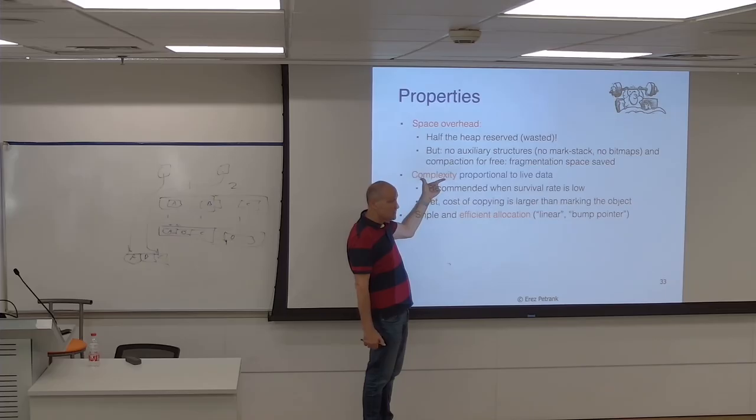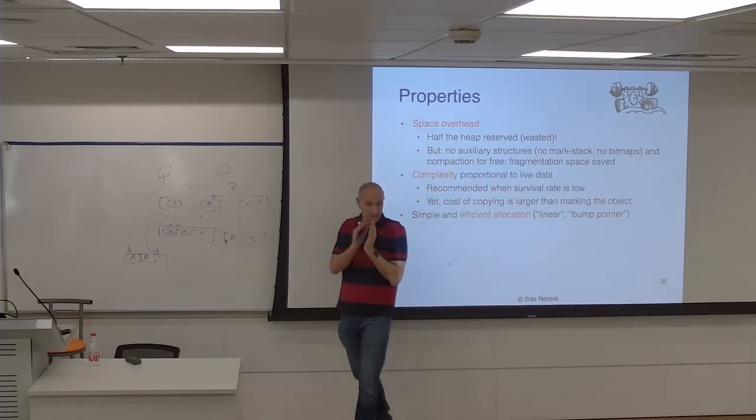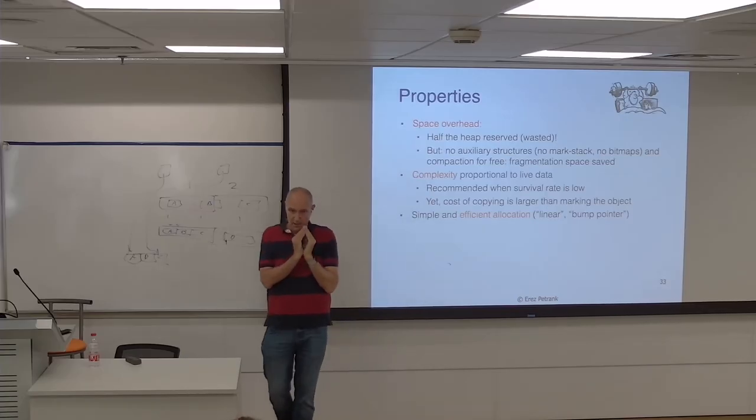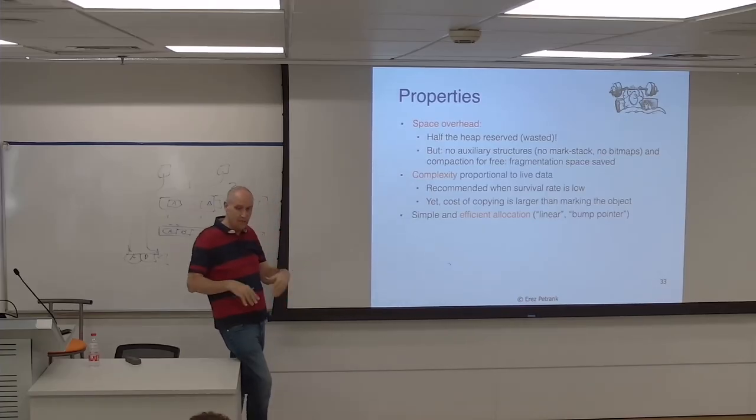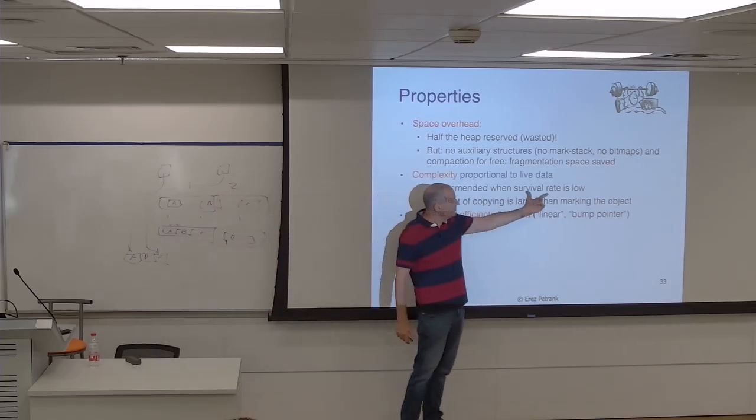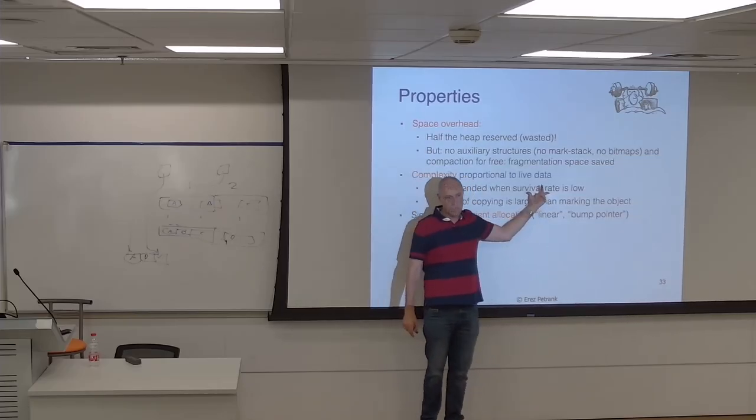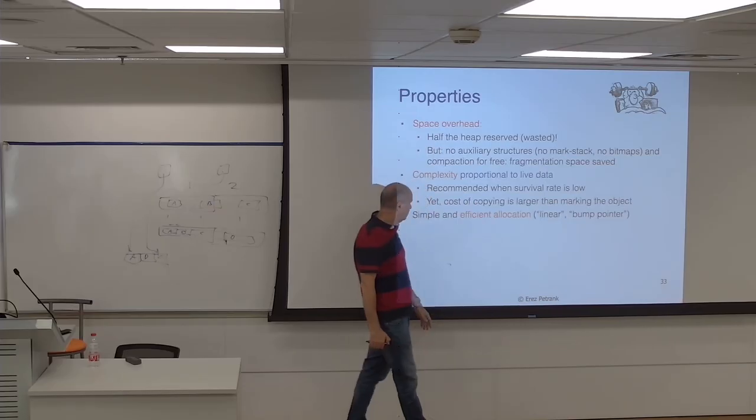The complexity of the execution is proportional to the live data. If you have very few objects that are alive and I need to copy, this is excellent. So in terms of time, I will do very well. This is called survival rate. If I have few objects that survive the collection, this is going to be very good.